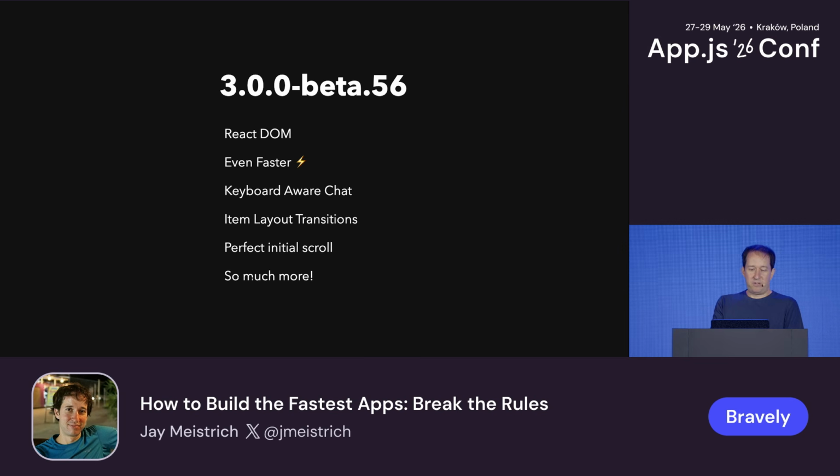And now it's on version 3 beta 56. It's even faster than V2. It's more stable. Initial scroll is finally perfect. That was the hardest thing. It supports animated item transitions, and tons of bug fixes. I'm really excited about it, but it's just too many betas. So today I'm changing that. It's 3.0 stable.